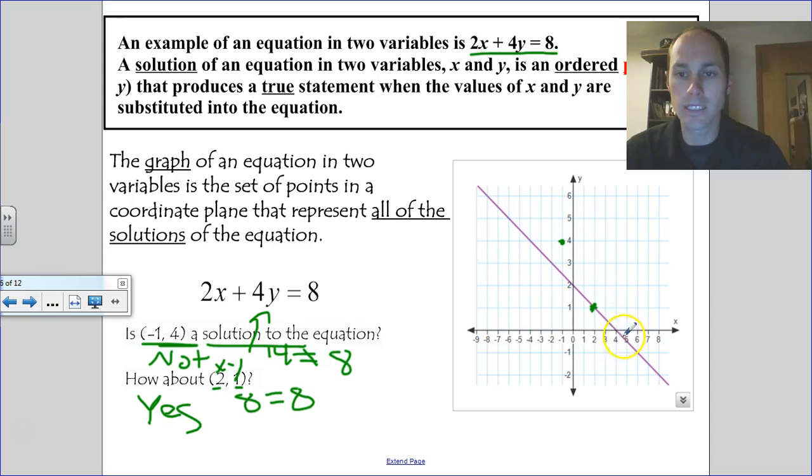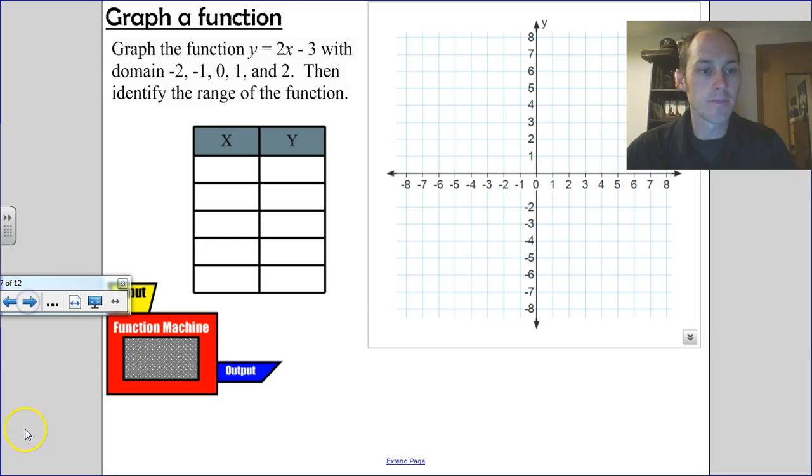Okay, and you can quickly and easily see that (4, 0) would be a solution. (0, 2) would be a solution. And that's the benefit of having the graph. We can find all the solutions very quickly.